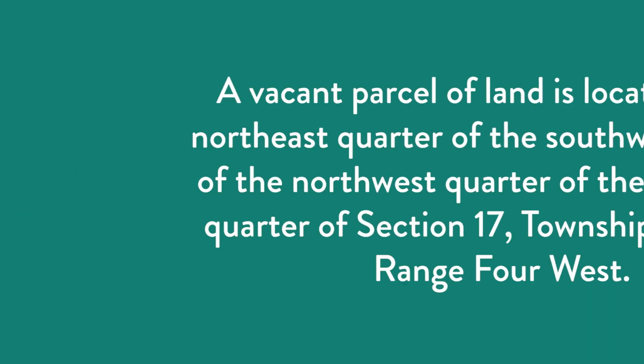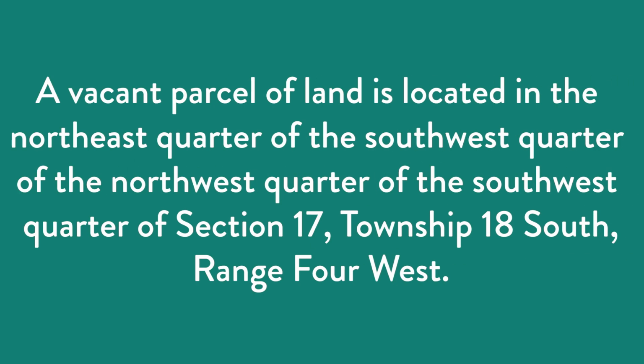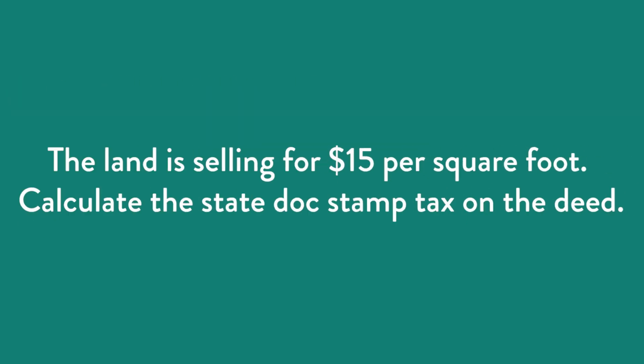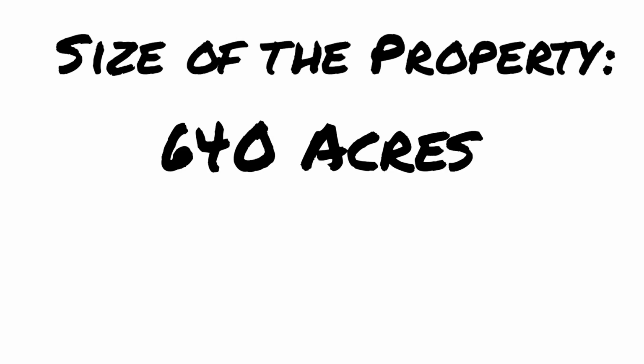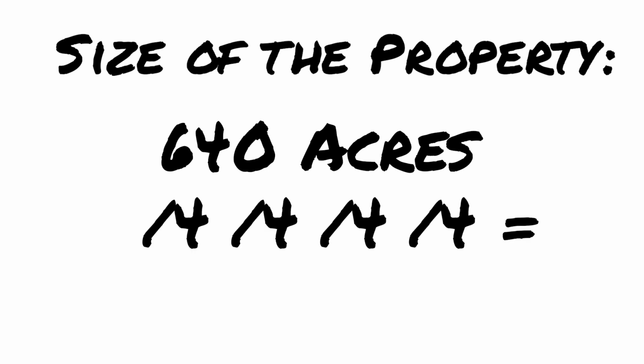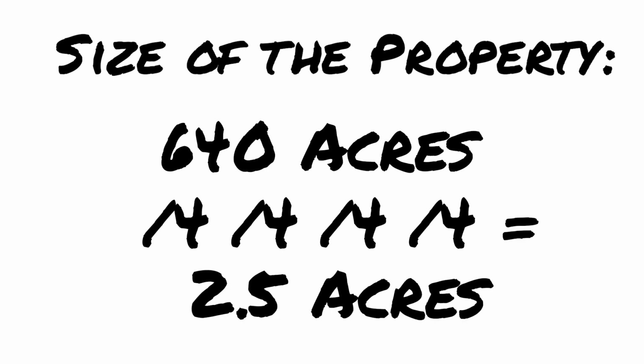Final question. A vacant parcel of land is located in the northeast quarter of the southwest quarter of the northwest quarter of the southwest quarter of Section 17, Township 18 South, Range 4 West. The land is selling for $15 per square foot, so calculate the state doc stamp tax on the deed. First, calculate the size of the property. The section size is 640 acres, so we're going to divide 640 acres by 4 four times, which equals 2.5 acres.